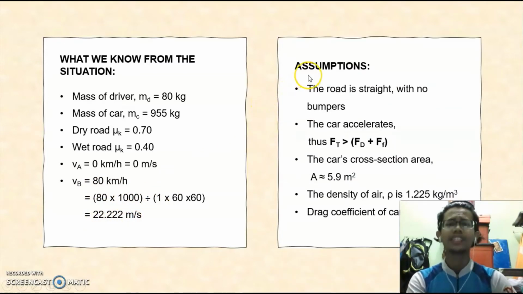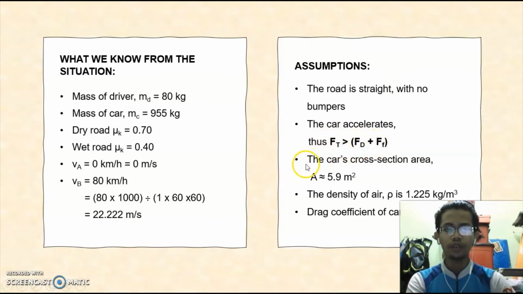So now there are 5 assumptions that we make in this situation. The first assumption is that the road is straight with no bumps, so the car can move clearly without any hazard on the road. The second assumption is that the car accelerates, which means the thrust force is greater than the drag force plus the friction force.